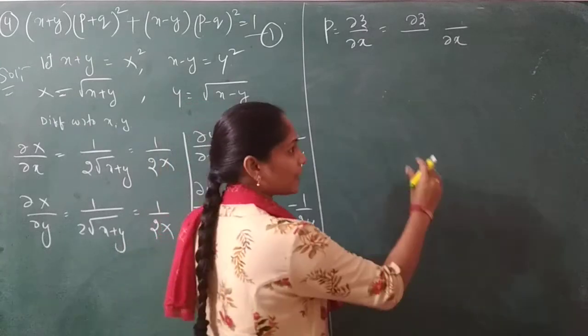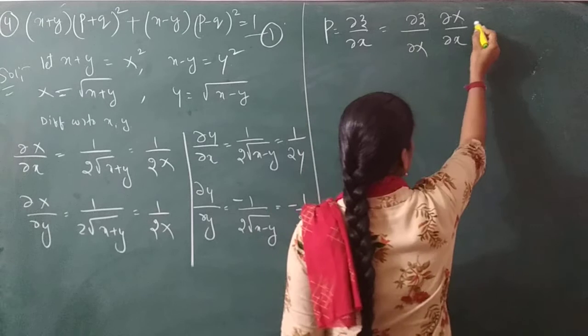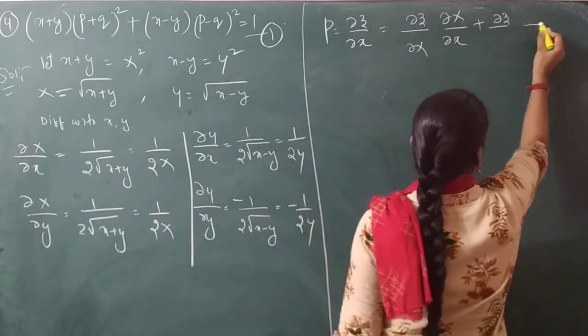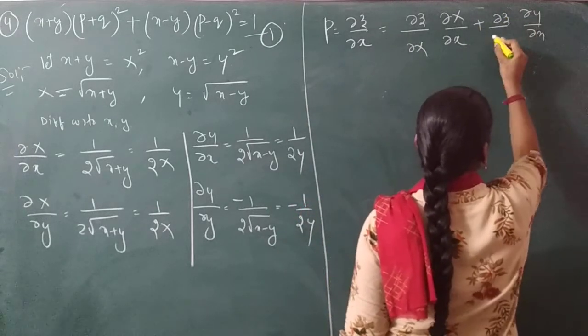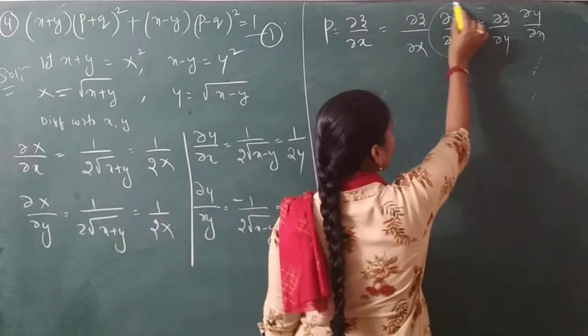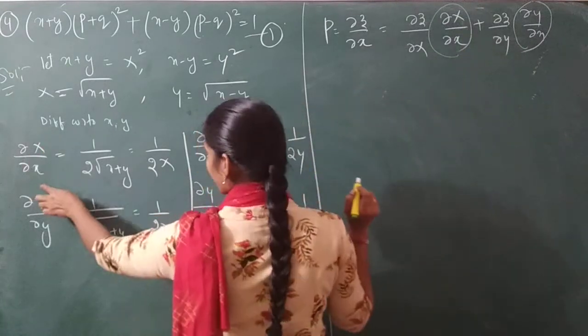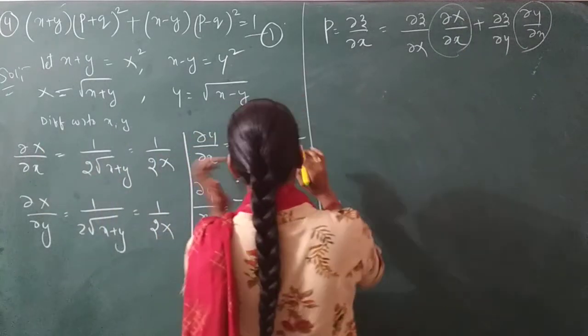If you multiply and divide with ∂X and ∂X, and if you multiply with ∂Y and ∂Y, it gives the same, right? So now we know the values of these both equations, ∂X by ∂X and ∂Y by ∂X. So now substitute these both values here.